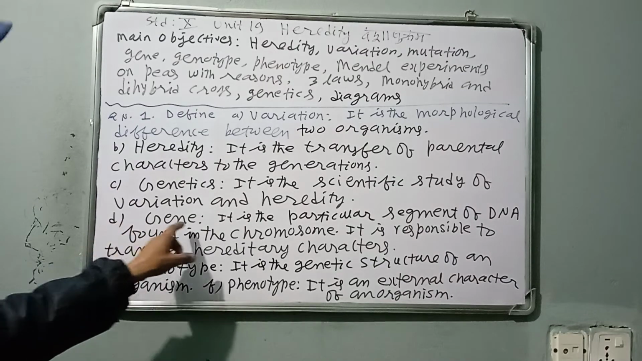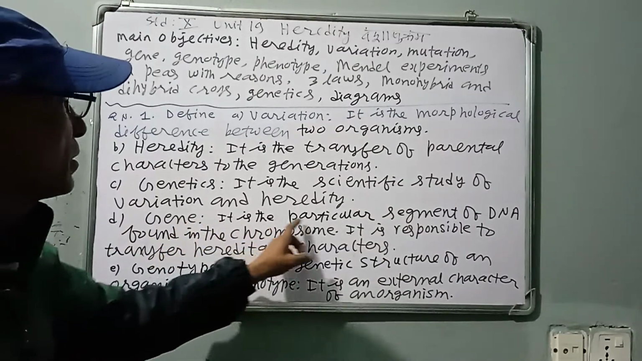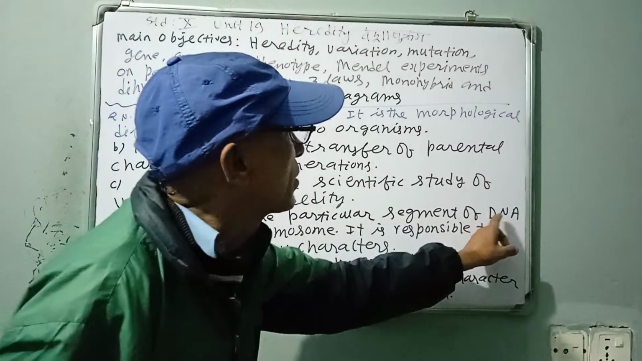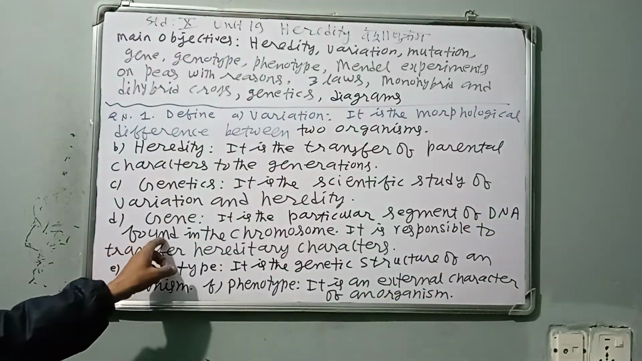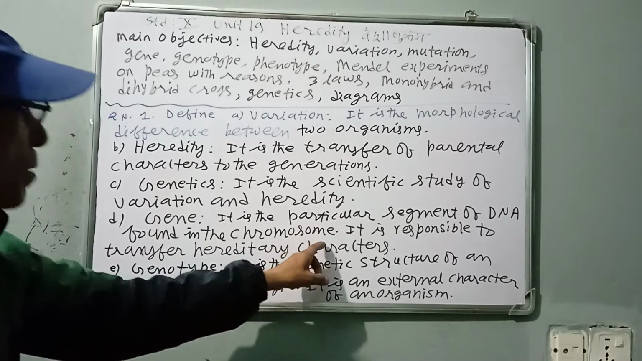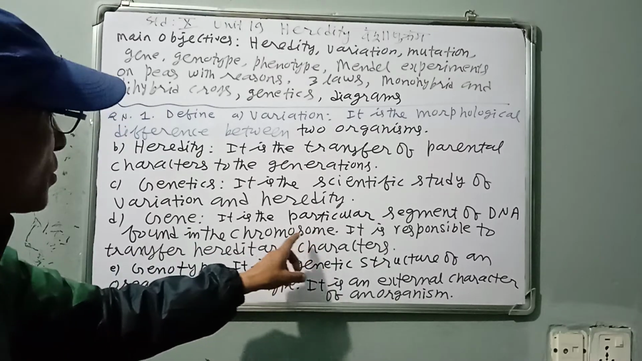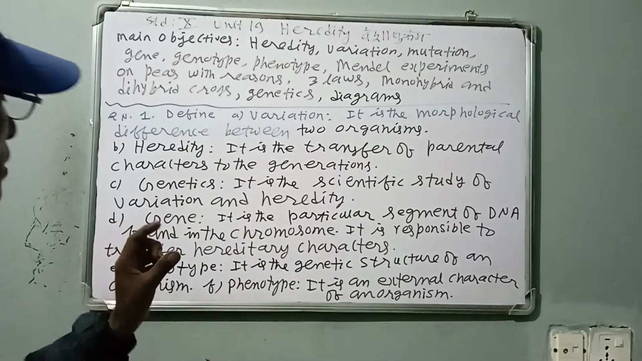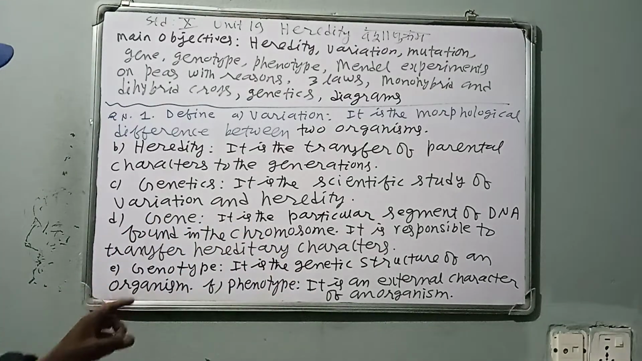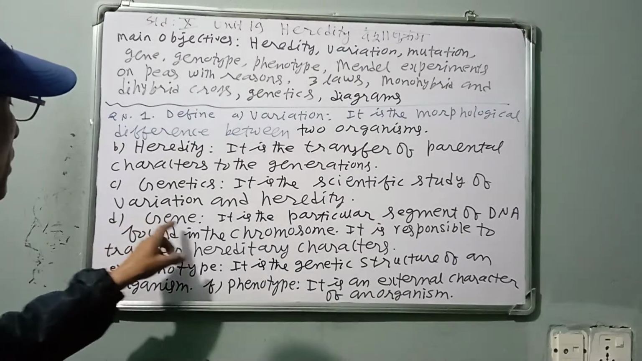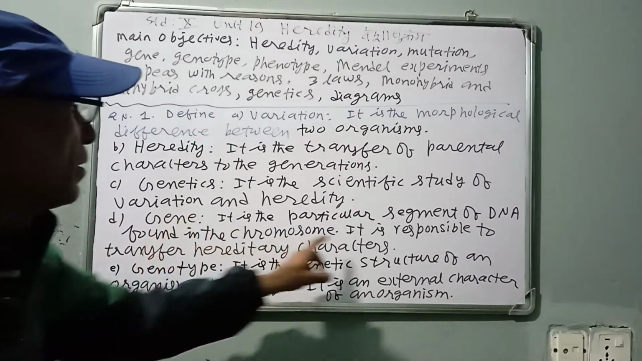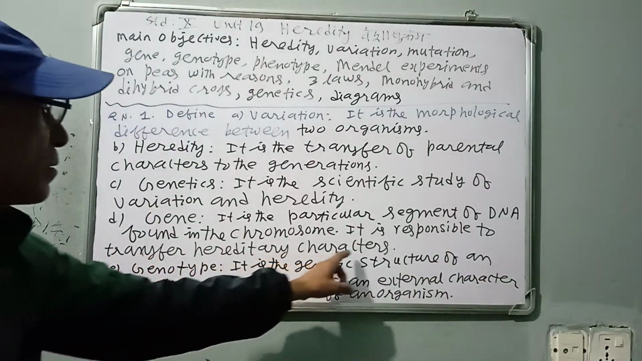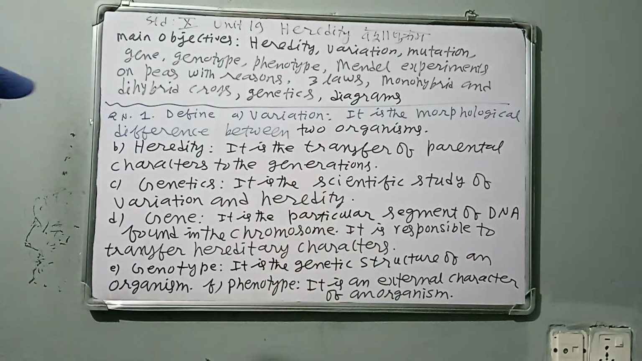Genetics. The gene is a particular segment or particle of the deoxyribonucleic acid which is found in the chromosomes of the cell. The cell contains chromosomes and a nucleus. The chromosome contains a very special type of thing that is called a gene. Gene is responsible for transferring hereditary characters from parents to offspring.